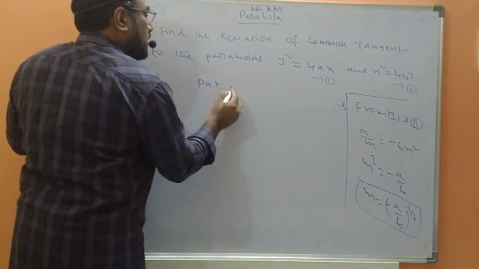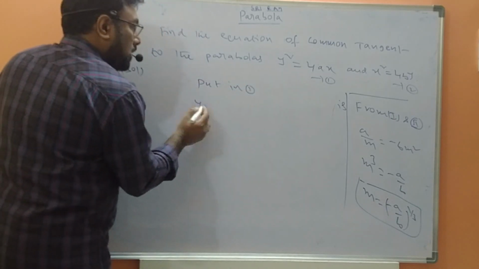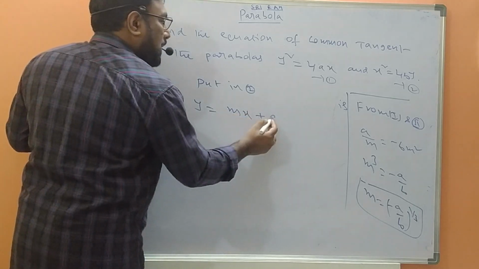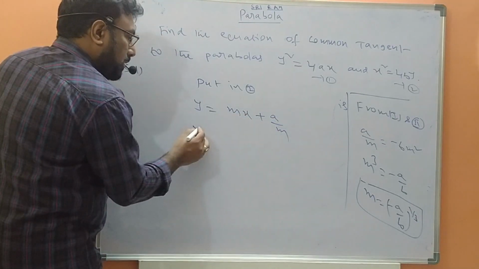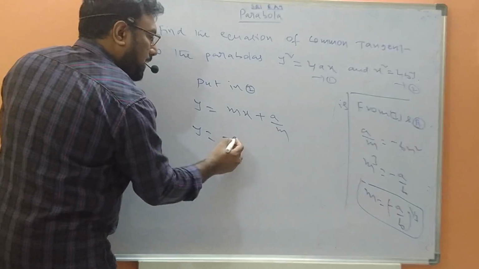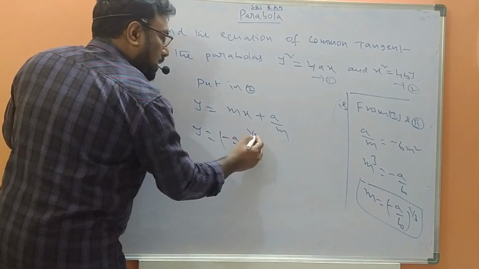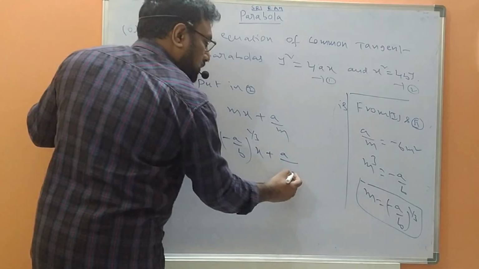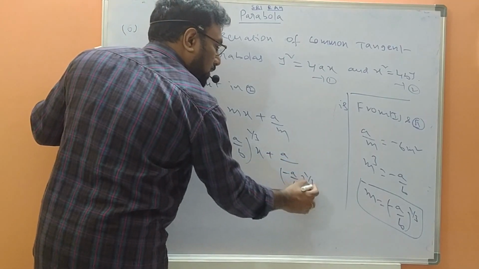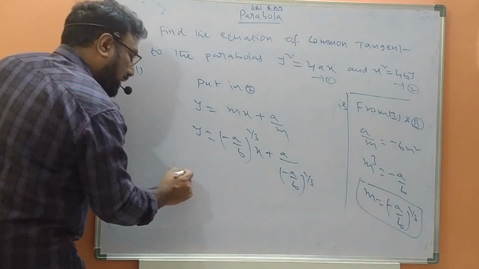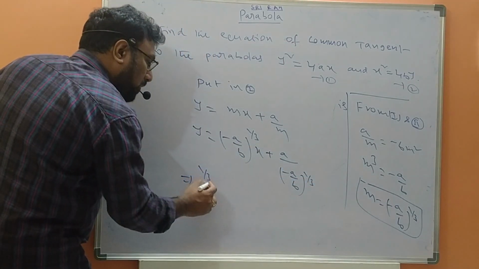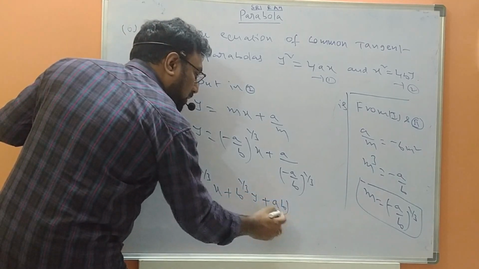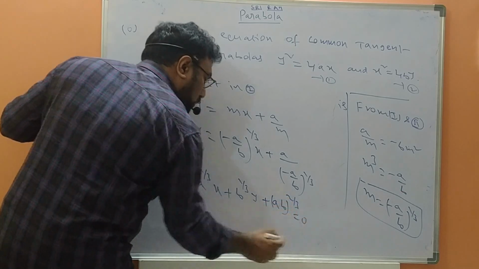So, substitute in Roman number 1. Y is equal to mx plus a by m. Here we got m is equal to minus a by b power 1 by 3. X plus a by minus a by b whole to the power of 1 by 3. If you take LCM and simplify, you are getting a to the power of 1 by 3 x plus b to the power of 1 by 3 y plus ab whole to the power of 2 by 3 equal to 0.